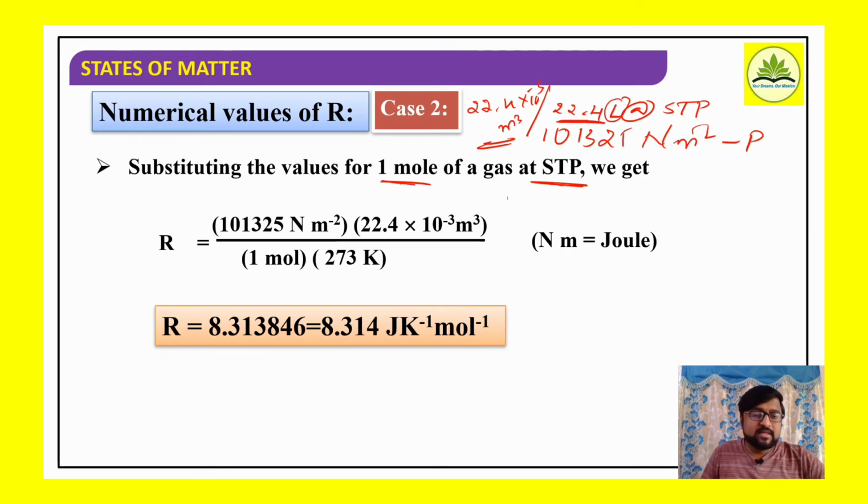Since here what is remaining, meter square is meter raised to minus 2, meter cube cancels, remaining is meter, and Newton meter remains in the numerator. 1 Newton meter is equal to 1 joule. Therefore instead of writing Newton meter, what are we writing? Joules. So joules per Kelvin per mole. So what is the condition I said? SI unit. In the SI system of measurements, the unit for R and its value will be 8.314 joules per Kelvin per mole. So that is the second case.